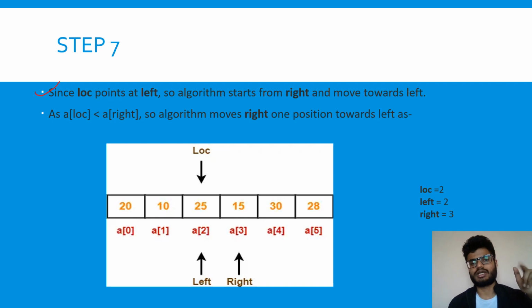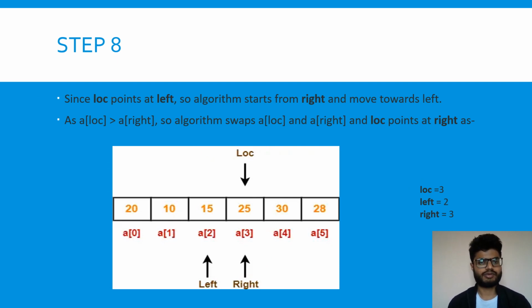Since the location points at left, we will start the algorithm from the right. As we can see, A of location is less than A of right, so the algorithm moves right one position towards left. Initially this right was here, but we will move it one position to the left, and we will update the values here: location at 2, left at 2, and right at 3.